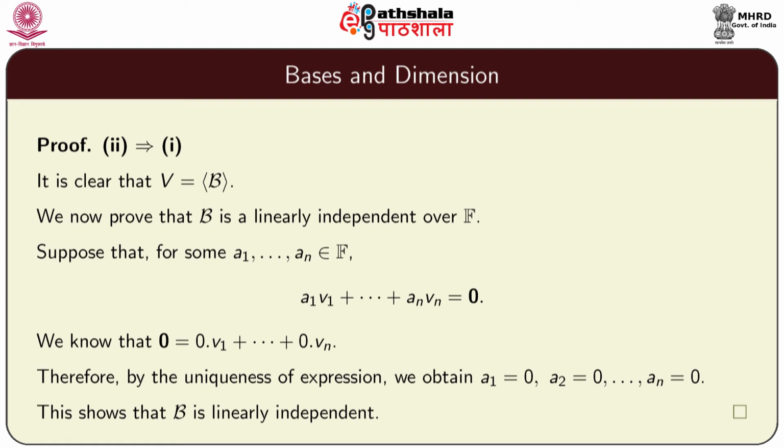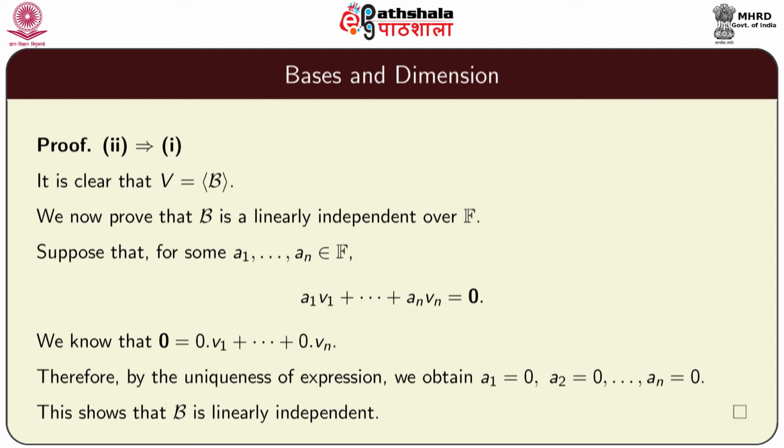The only thing that we have to prove now is that the set B is linearly independent over the field F. What does that mean? That means if we have scalars A1, A2, An coming from the field F, and if the linear combination A1 V1 etc. up to An Vn gives you the 0 vector, then we should be able to prove that A1, A2 etc. up to An are all 0.